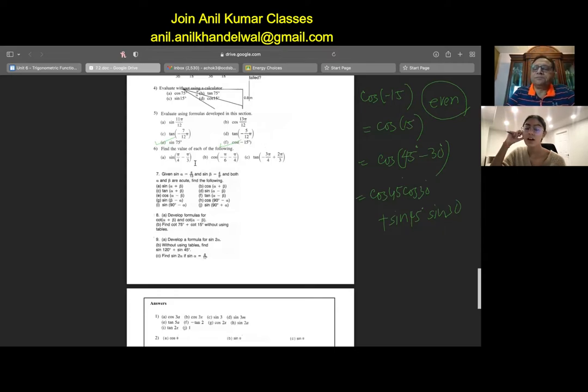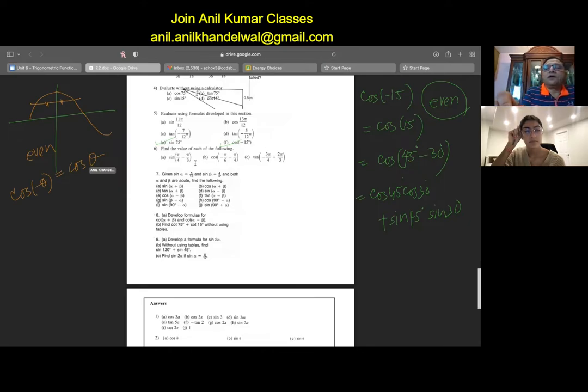Why is cos minus 15 equal to cos 15? Is that a symmetrical law? Yes, let's look at the graph. Good question. So the cosine graph is kind of like this. You remember? The axis of symmetry is the y-axis. It's an even function. Cos of minus theta is equal to cos of theta.